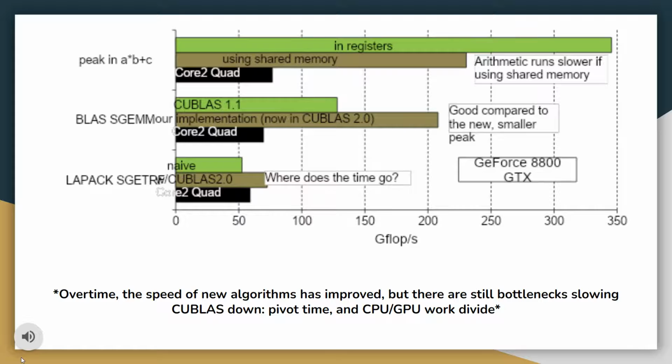In more complicated algorithms like GE or QR factorization, as we can see in the bottom group of bars, both BLAS 1.0 and 2.0 aren't that great at increasing processing speed compared to the CPU in black. People eventually determined that the two main bottlenecks slowing these algorithms down were pivot time and not properly splitting up work between the GPU and the CPU. For example, BLAS 1 operations should be done using the CPU, while the BLAS 2 and 3 operations should be done on the GPU.